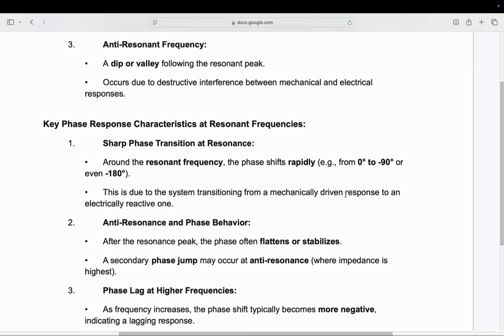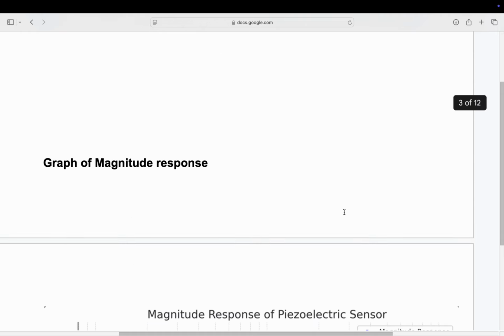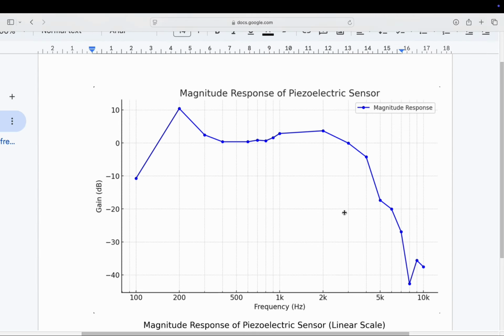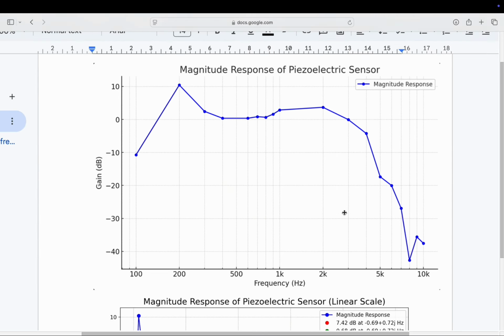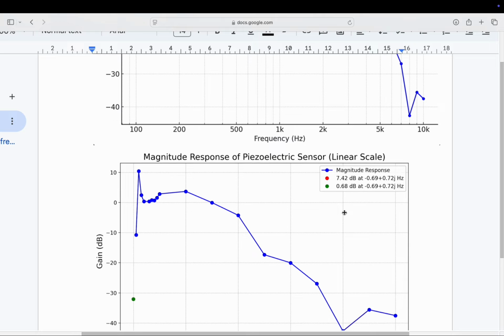Also, we recorded a pattern in the phase transition, which is that around the resonant frequency, the phase shifts rapidly from 0 to minus 90 or even minus 180, which we will see in the graph in more detail. So this is the graph of the magnitude response of the piezoelectric sensor, in which we plotted the gain in dB on the y-axis and frequency on the x-axis. This one is the logarithmic scaled one, and this is the linear scaled one.